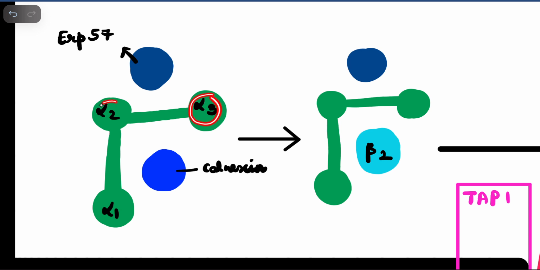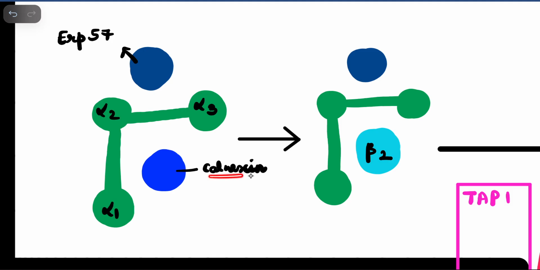We already know that there are three domains of the alpha chain, that is alpha 1, alpha 2 and alpha 3. From the very start, the three of them are bound together. There are two proteins, ERP57 and calnexin. Till the time beta-2 microglobulin is attached to this alpha chain, calnexin and ERP57 help the immature MHC to be stabilized.